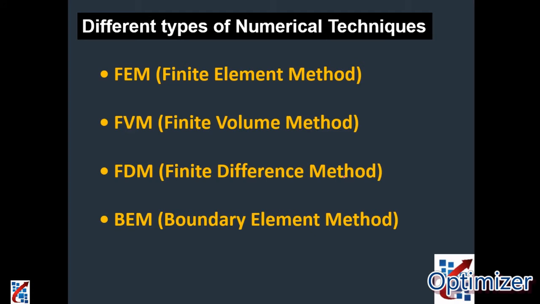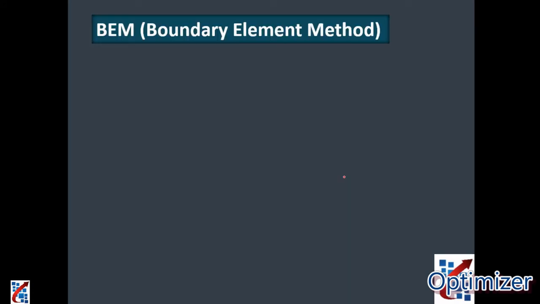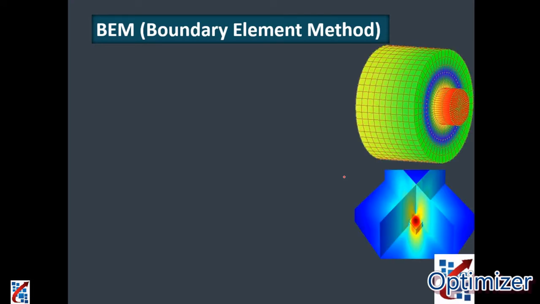So firstly we are going to consider BEM, that is boundary element method. As the name suggests, this method is applicable only to the boundaries of the volume, and if it is a surface, then it is applicable only to the edges of the surface. As the name suggests, it is only applicable for boundaries.